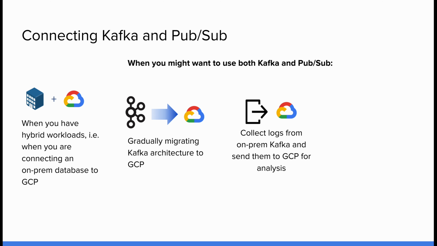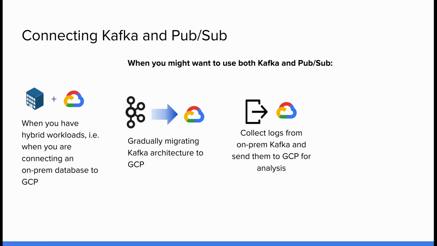Another scenario where Kafka and PubSub might be used together is when you are collecting logs on-prem with Kafka and sending them to GCP for analysis. Kafka can aggregate the logs from your on-prem systems, and PubSub can then transmit these logs to GCP for further processing. Using PubSub alongside Kafka then, you can export the logs from Kafka to PubSub and then feed them into services like BigQuery or Dataflow for real-time analysis and monitoring.